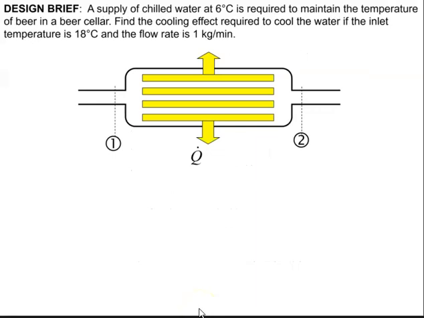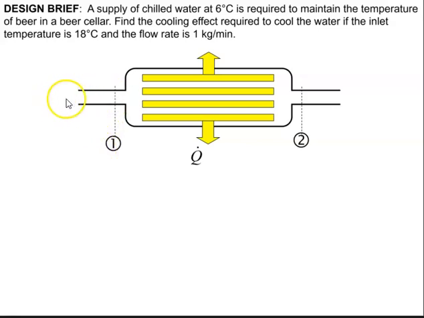So now let's have a look at the heat exchanger. We got a supply of chilled water at the inlet. A supply of chilled water at 6 degrees is required to maintain the temperature of a beer in a cellar. Find the cooling effect required to cool the water if the inlet is 18. So at number 1, we're getting 18 degrees, and it's a heat exchanger, cooling effect like a fridge or a chiller.